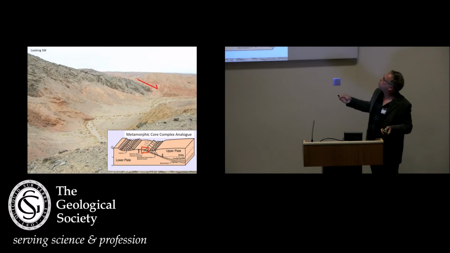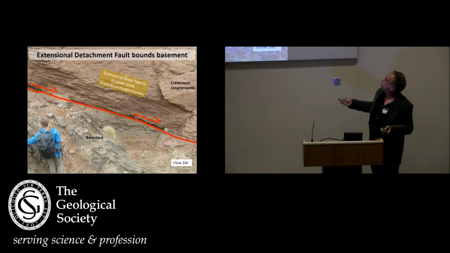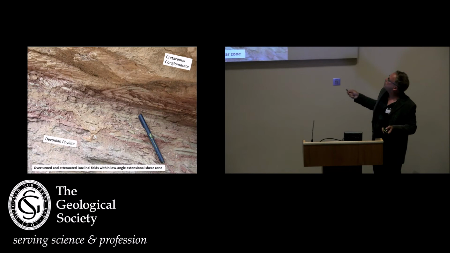So when we zoom in there, this is the boundary between basement and the Cretaceous sediments. And you can see this flattening and shear fabric. When we zoom in on it, these are these Devonian phyllites. They're wrapped back over themselves because the Cretaceous sediments have slid off.